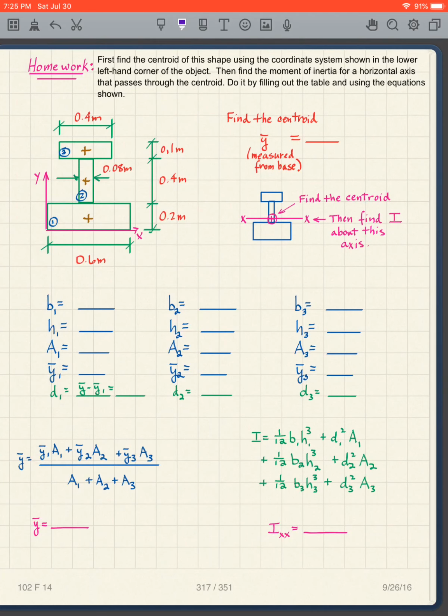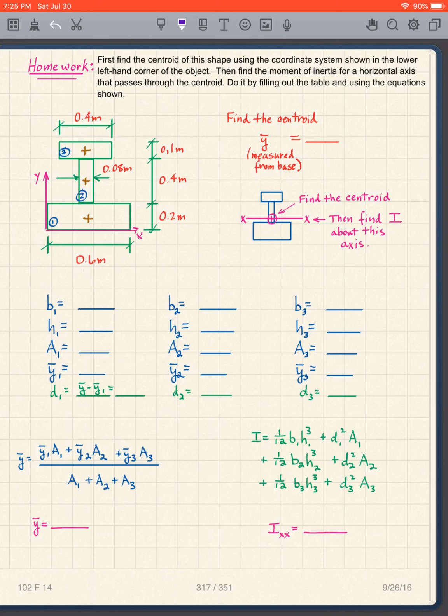Okay, here's a homework problem for you. I want to find the moment of inertia. So first of all, two things. First, I'm going to find the centroid of this shape using the coordinate system shown. So there's my coordinate system. I want you to find the centroid. Well, this is all symmetric. Everything's symmetric here. So the centroid is going to be along that symmetric axis. So you don't have to get where the centroid is in the x direction. So you don't need x bar.